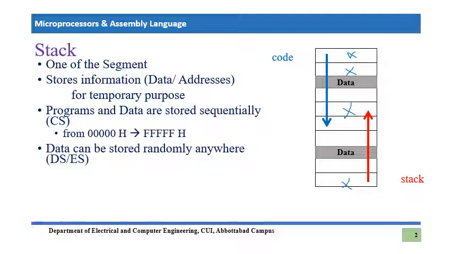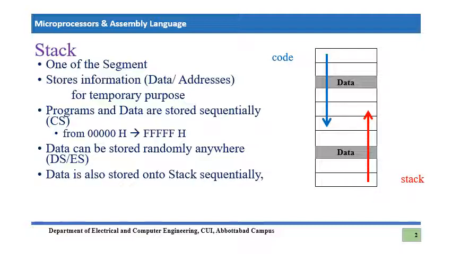That means data can be stored anywhere randomly in the memory. You don't have to follow the sequential flow of storage, but in the case of the code segment and stack segment, you have to follow the sequential flow. In the stack, you follow the sequential flow but in the opposite direction compared to the code segment. So if I summarize, stack and code both store information sequentially but in opposite directions, while the data segment or extra segment can store information randomly anywhere in the slots of memory.